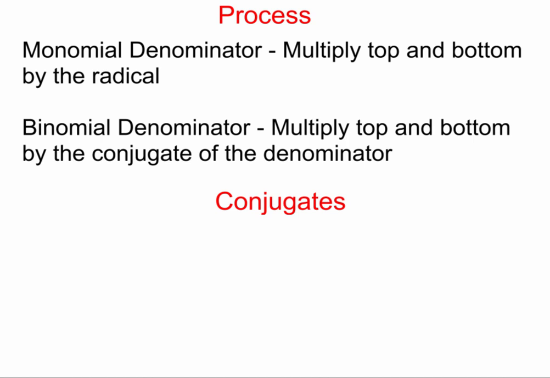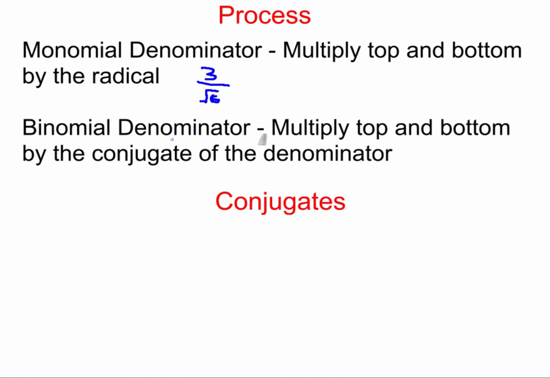We've got two possible options. If it's a monomial denominator, monomial meaning there's only one term there, something like 3 over the square root of 6, say. The denominator is a monomial because there's only one term down there. To solve this one, you simply multiply the top and bottom by your radical.